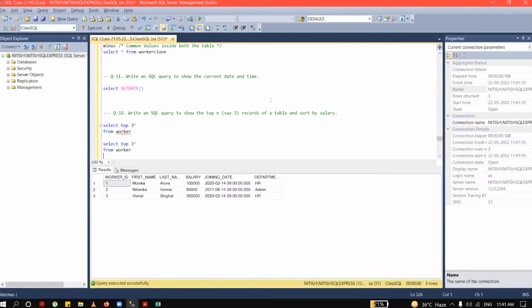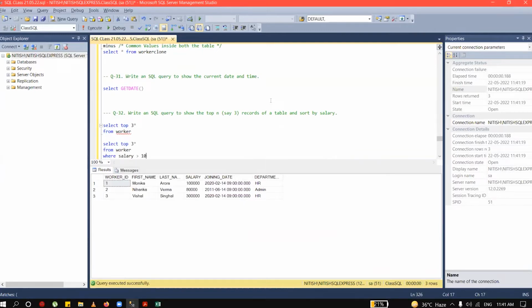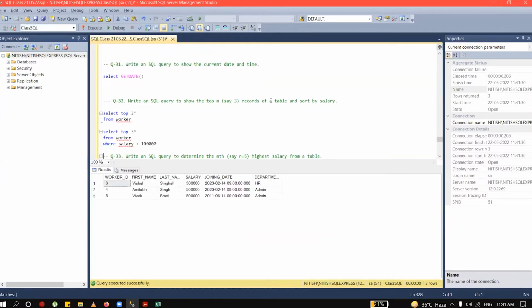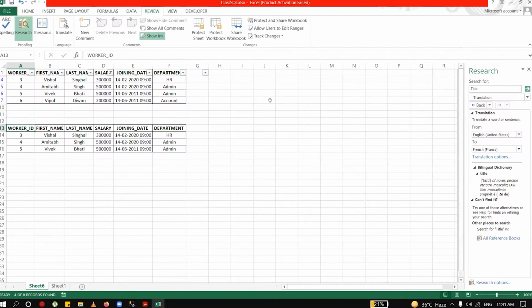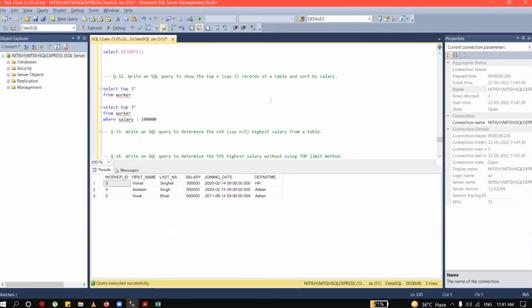But if you just say where my salary is greater than 1 lakh, you can see the same data which I have fetched over here in the Excel. So top will only give you the top records after making the query. Okay. And similarly, you can go for the fifth highest salary for that also.